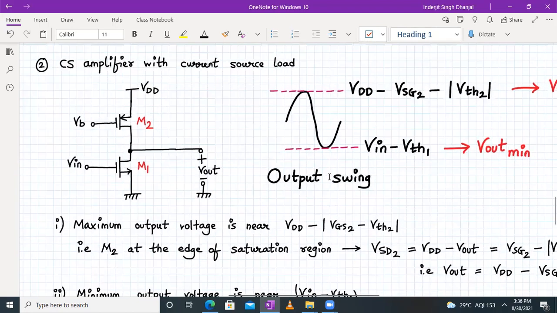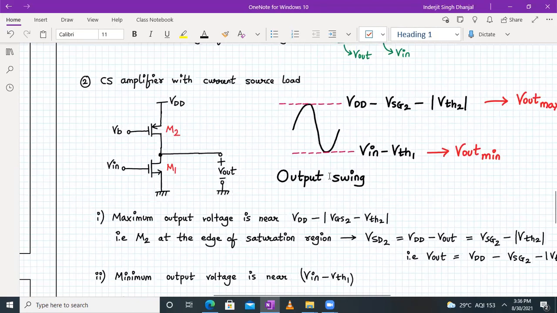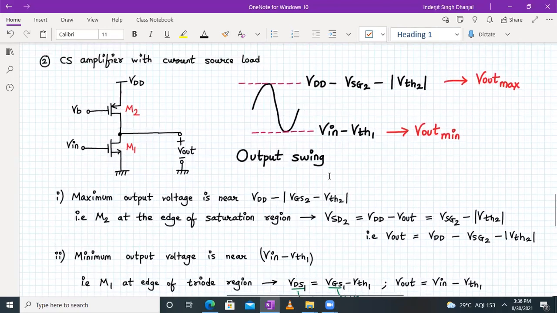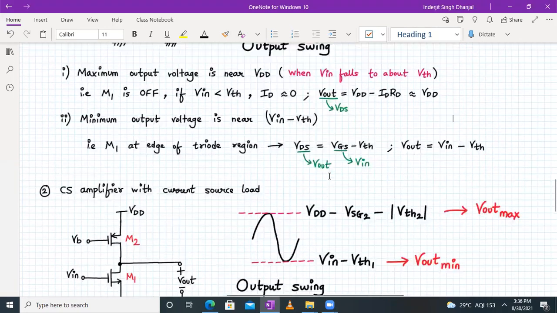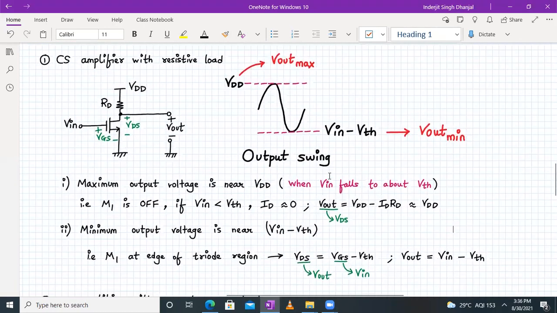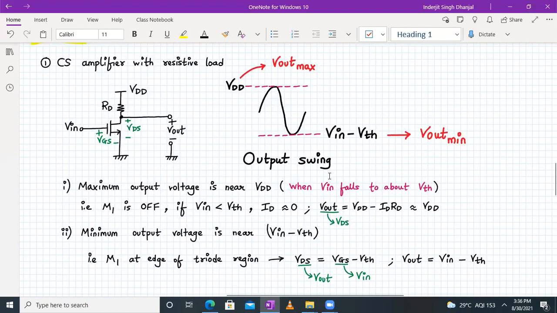Okay. So I will leave the screen open for some time so that you can have a look at it. First, let us see the common source amplifier with resistive load. So this was the output swing, V out max and V out minimum. This will come in handy. The topic which we are discussing, they might ask you in the numericals. You find the output swing for this given circuit. So we have to determine it this way.